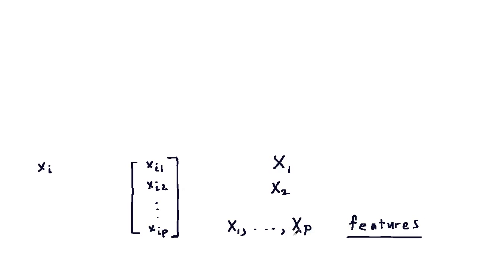is a vector, xi1 through xip, of measurements where xi1 is an instance of the first input variable, x1, xi2 is an instance of the second input variable, x2, etc. Now, x1 through xp, those are called features, or predictors.